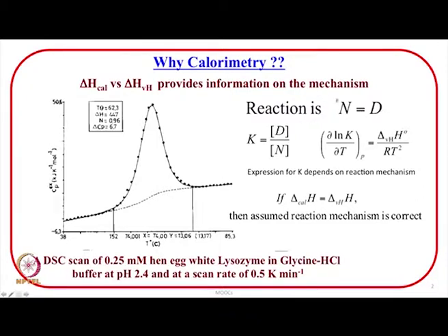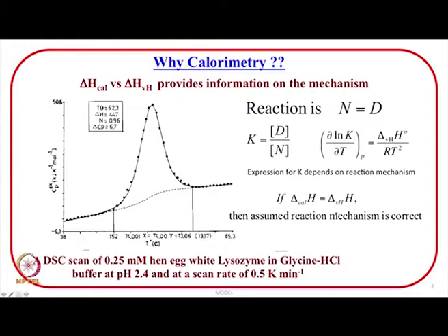So, if I assume that this is my reaction mechanism and write an equilibrium constant for that, get the temperature-dependent equilibrium and get the Van 't Hoff enthalpy, then if this Van 't Hoff enthalpy is equal to the calorimetric enthalpy, that means my assumed reaction mechanism is correct, because the output obviously depends upon the reaction mechanism. So, this equivalence of calorimetric enthalpy and Van 't Hoff enthalpy for a reversible two-state mechanism establishes the mechanism of the reaction.